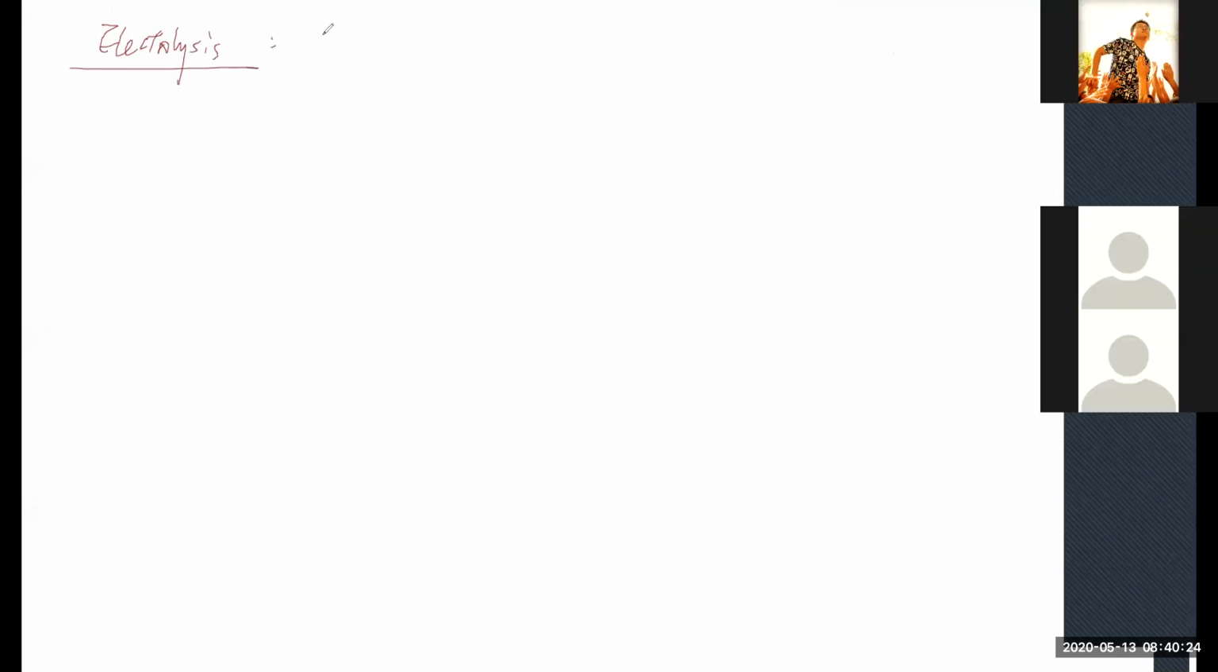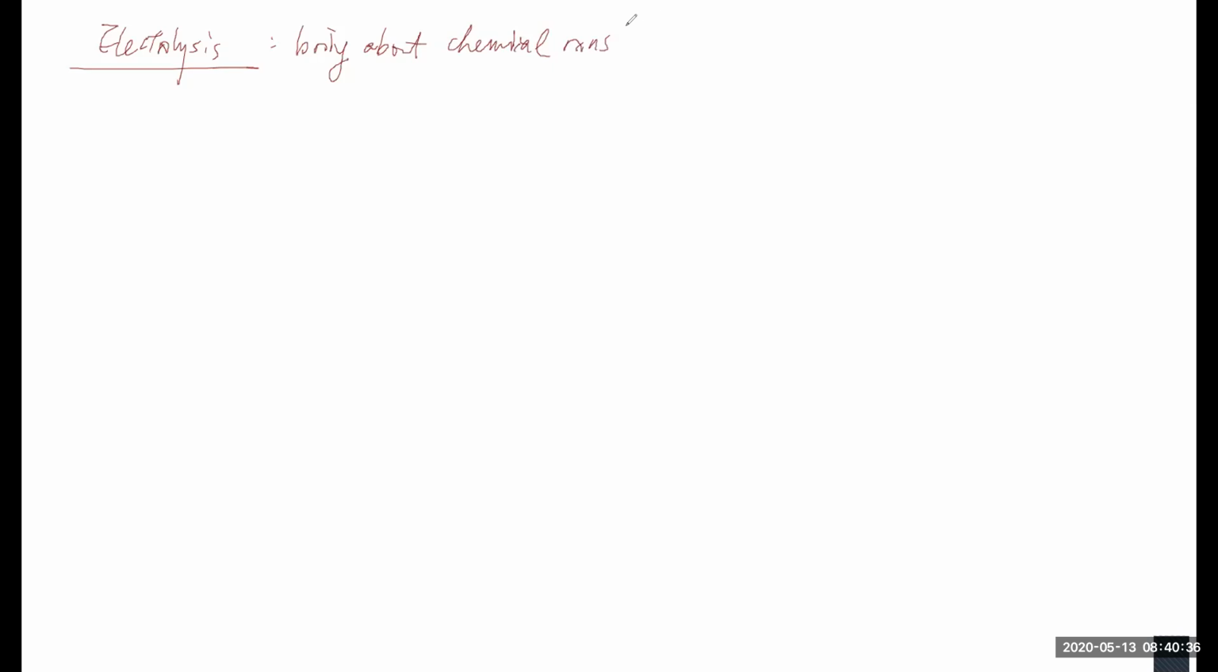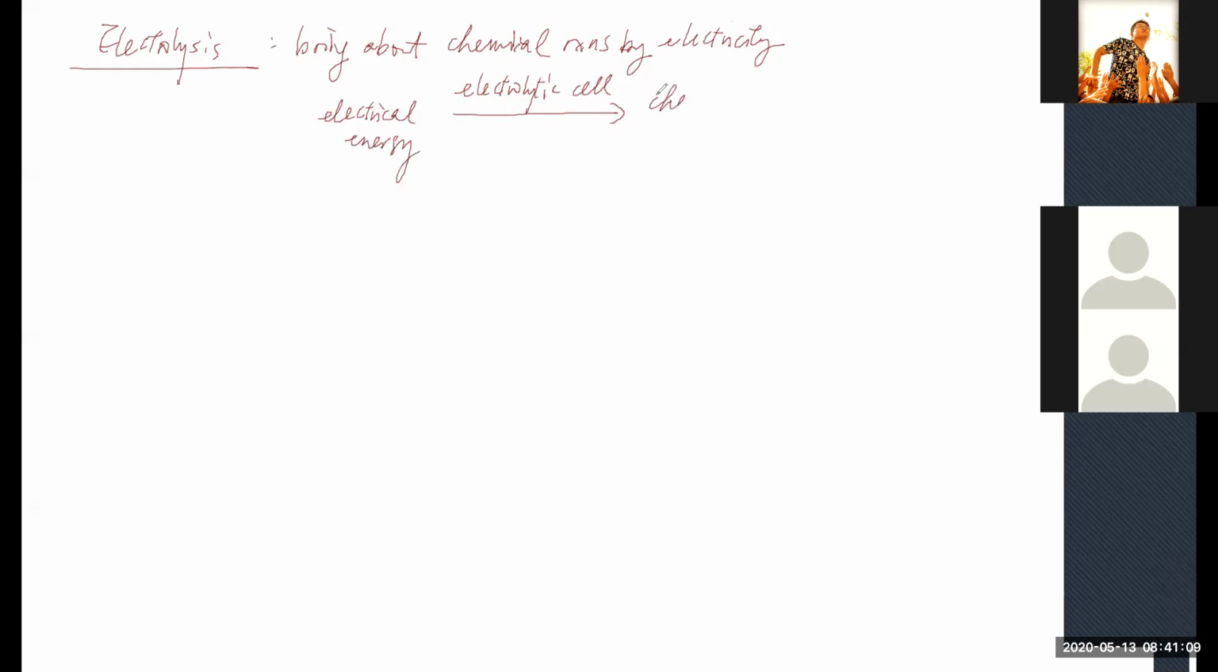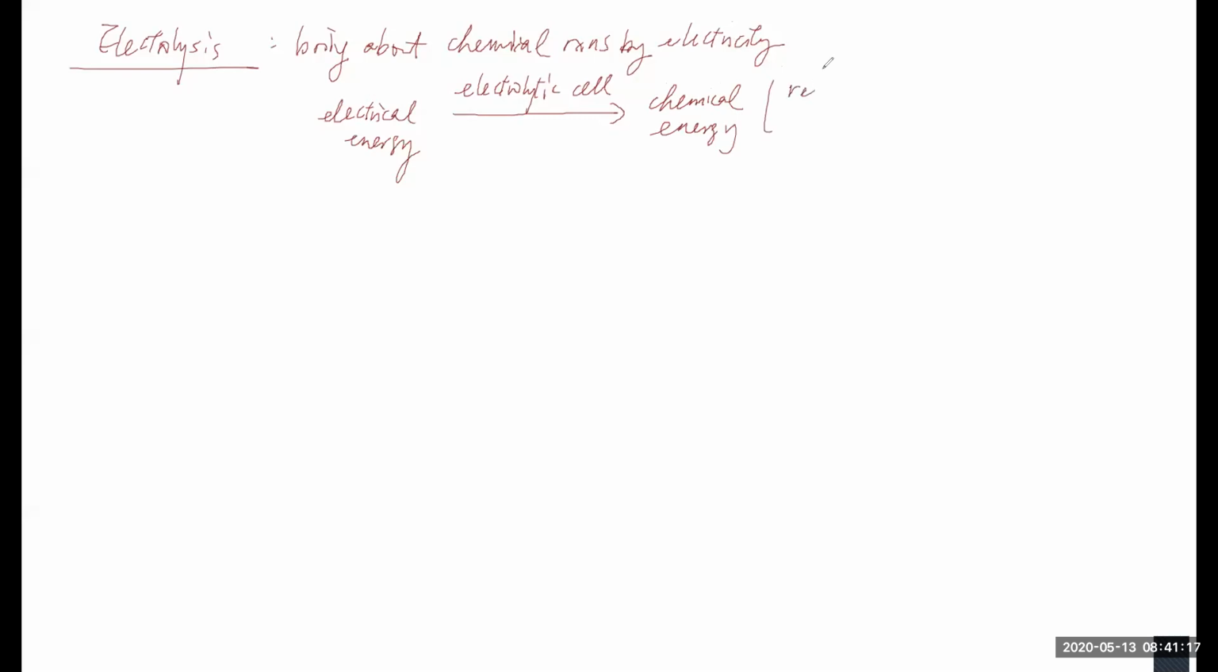Electrolysis brings about chemical reactions by electricity, which is quite the opposite of a chemical cell. An electrolytic cell is an energy converter, which turns electrical energy to chemical energy. The change in chemical energy is brought about by a type of redox reaction.